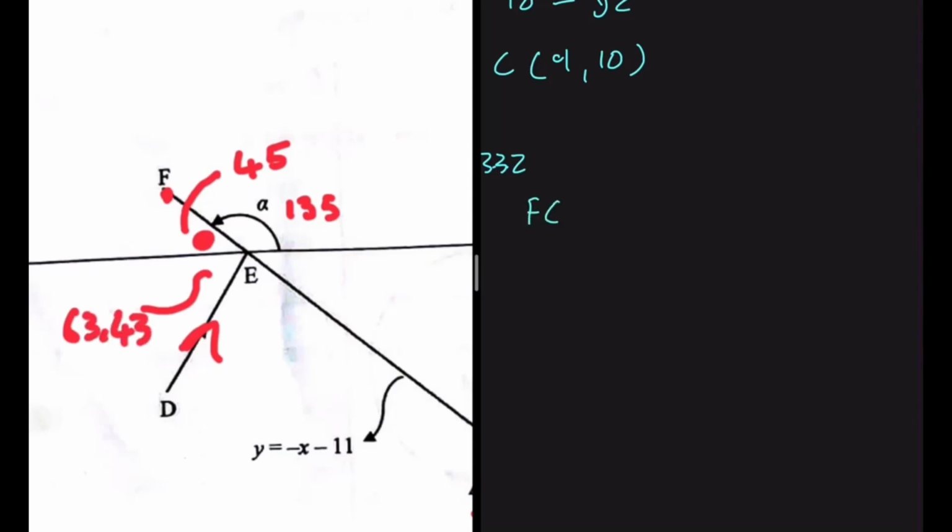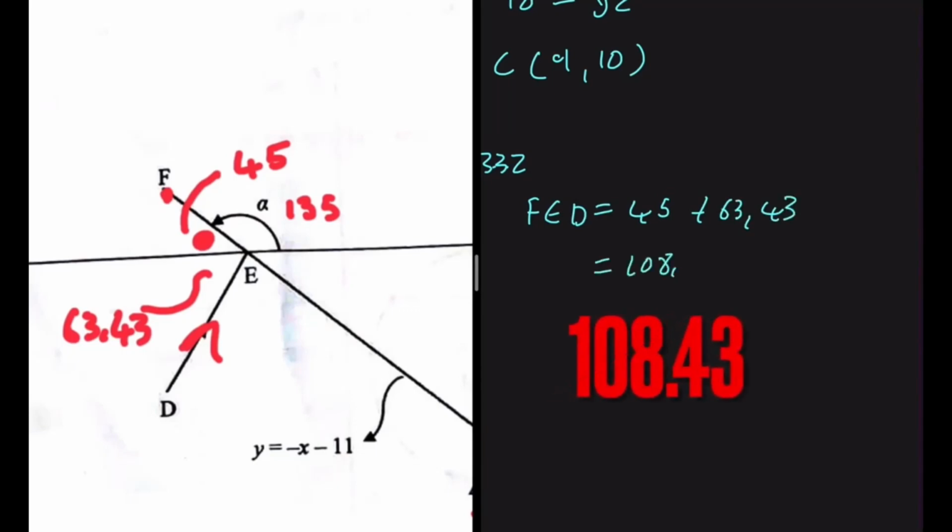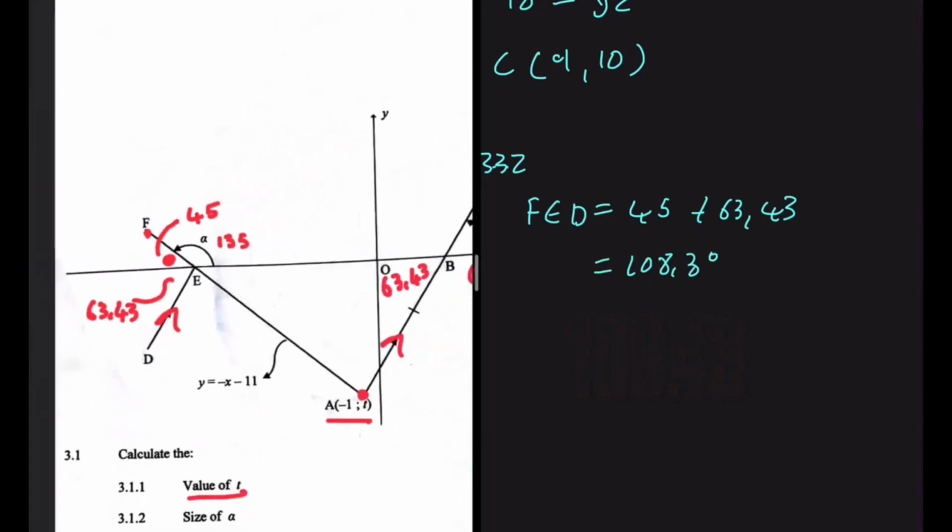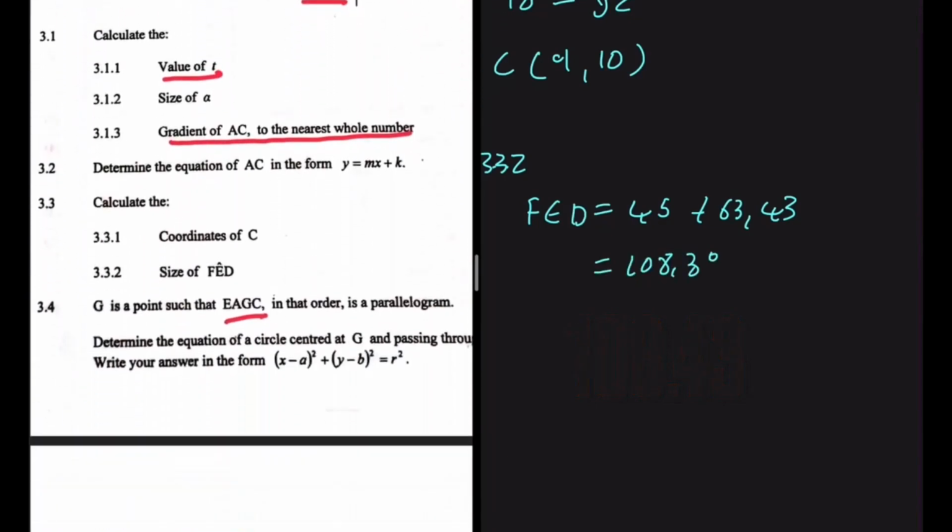So now we're done. We can say that FED is equal to 45 plus 63.43. I'm getting 108.3 degrees, and that is FED. Let's move to the last question.